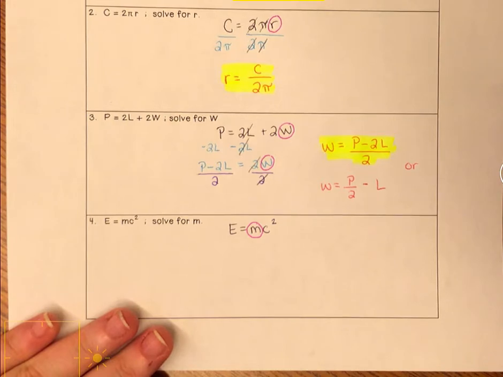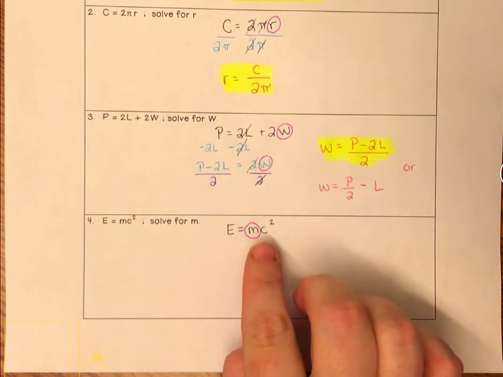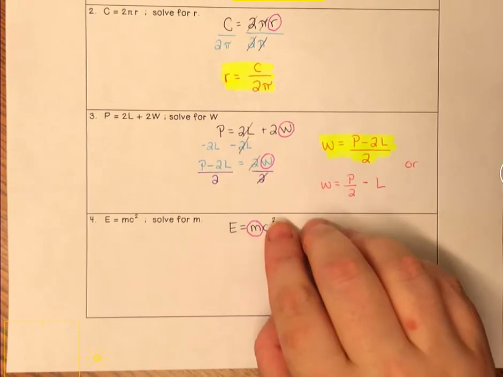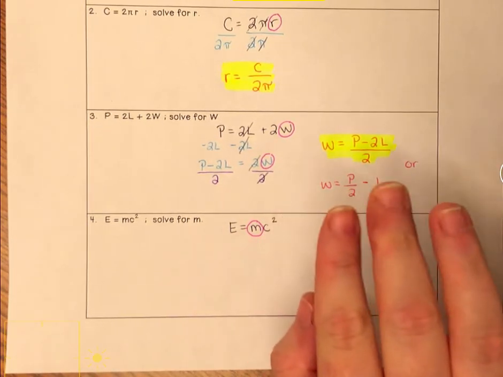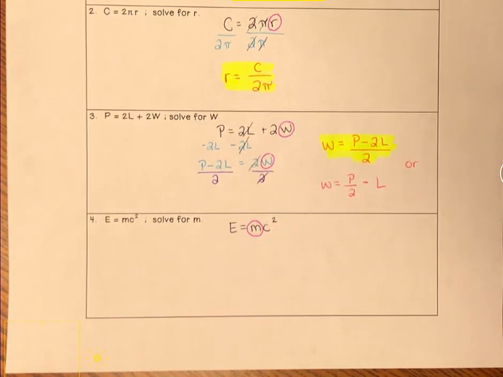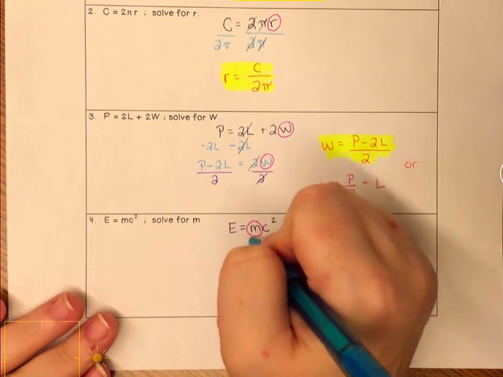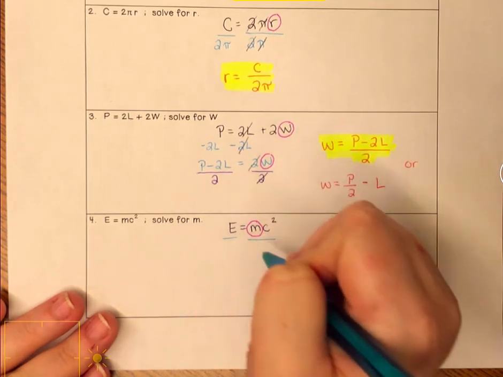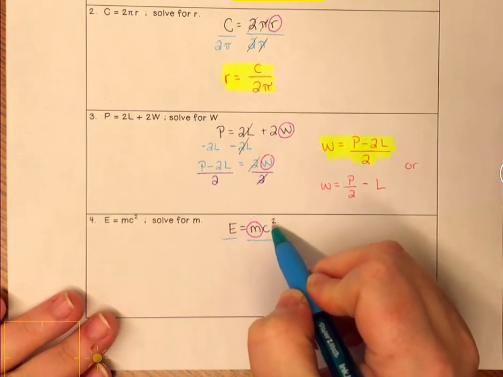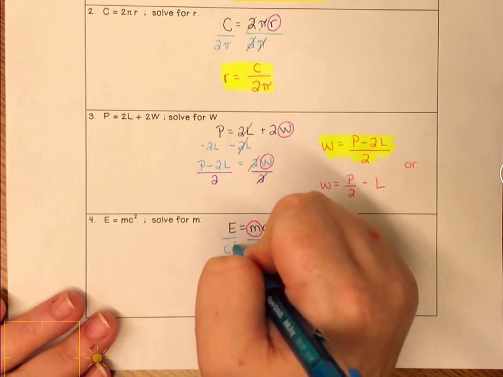Now I want to use SADMEP. Nothing is added or subtracted. We have no addition or subtraction signs, so I can skip over adding and subtracting. I have a letter attached to m. My entire c squared, I don't care that it has an exponent, I care that it is attached to the m through multiplication. So I want to get everything away from the m right now by dividing. Because it's multiplication, I want to undo that by division. All of c squared is multiplied to m, so I'm going to divide by c squared on both sides.